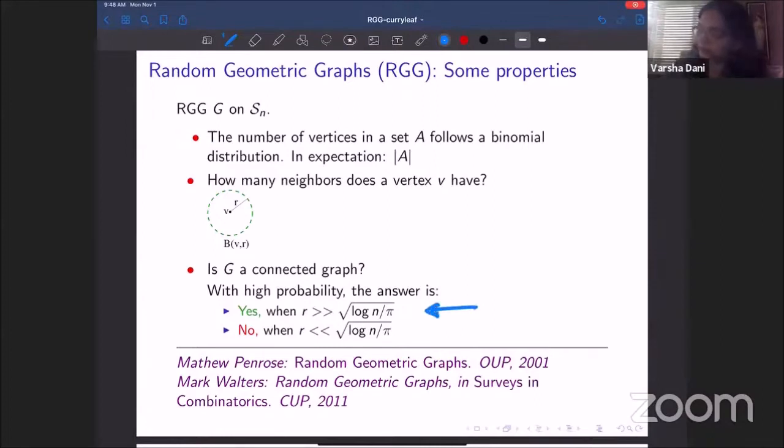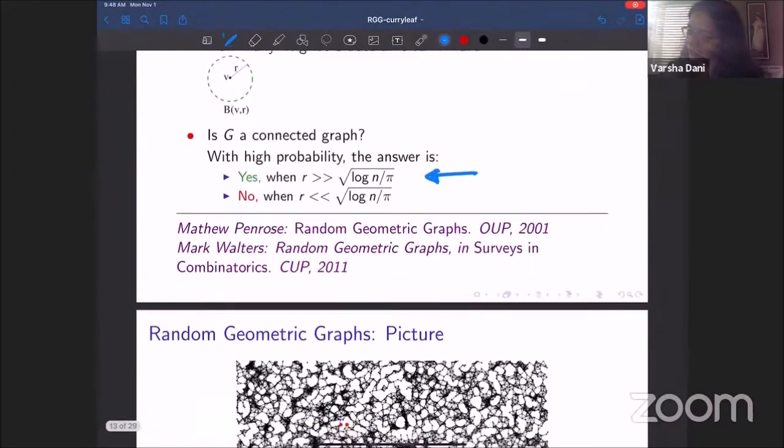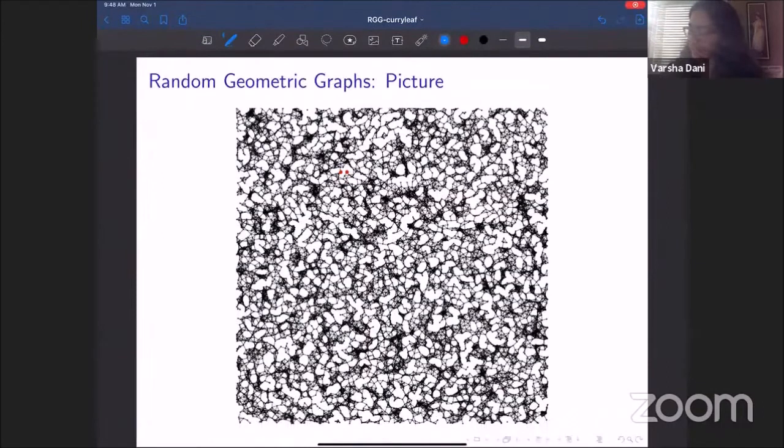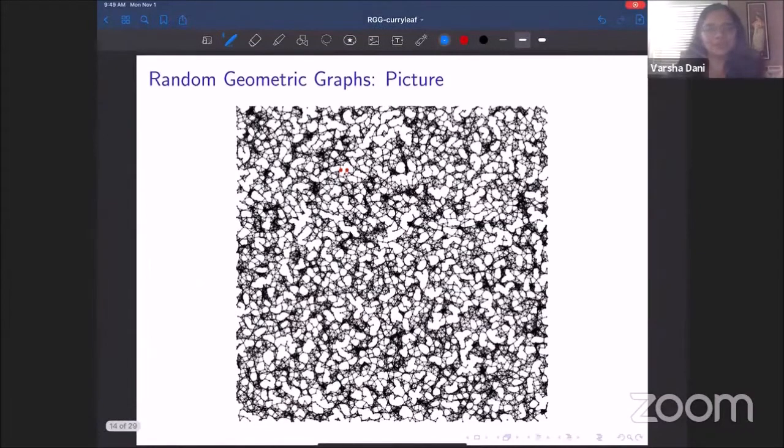In fact, we're really going to be interested in R even much bigger than that. And let me show you a picture. So here is what a random geometric graph might look like. The number of vertices here is probably in the thousands. So any questions so far?